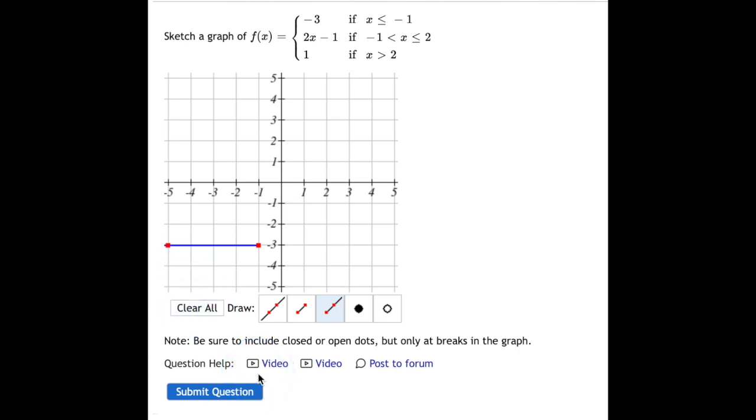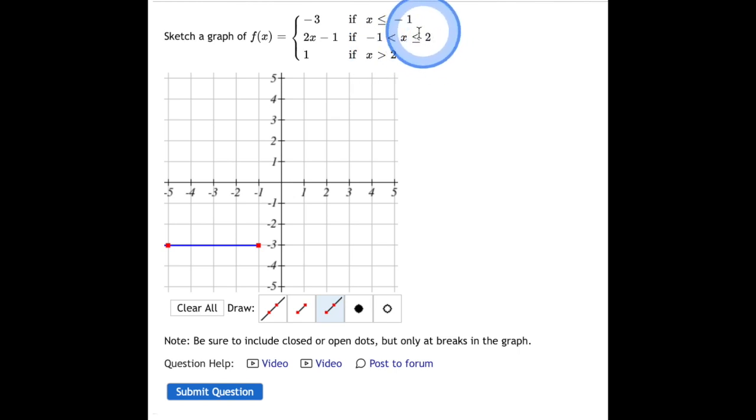Then for 2x minus 1, it's between -1 and 2. If I plug in the endpoint -1, I get 2 times -1 is -2, -2 minus 1 is -3. So notice that where the first piece ends is where this second piece starts. Therefore, it's continuing and we won't put a dot, but we'll just put a line segment. We're just doing a piece of a line, not the whole line.